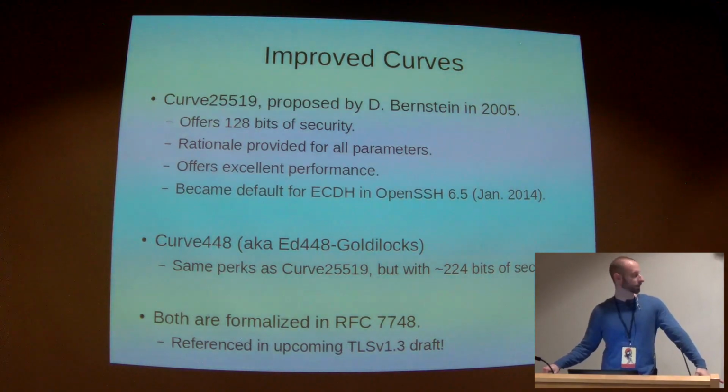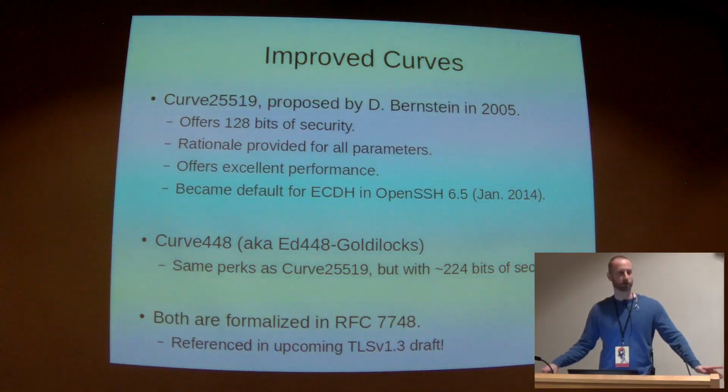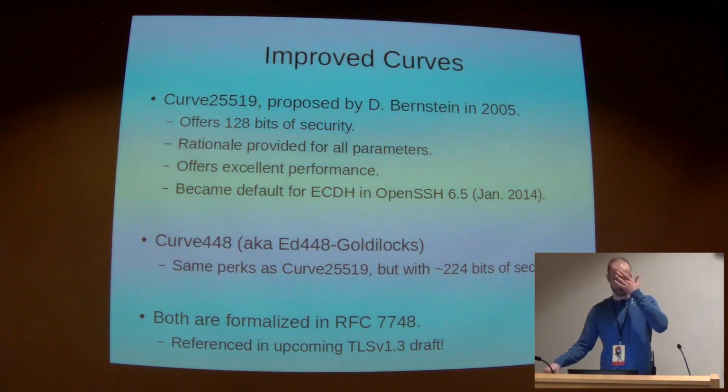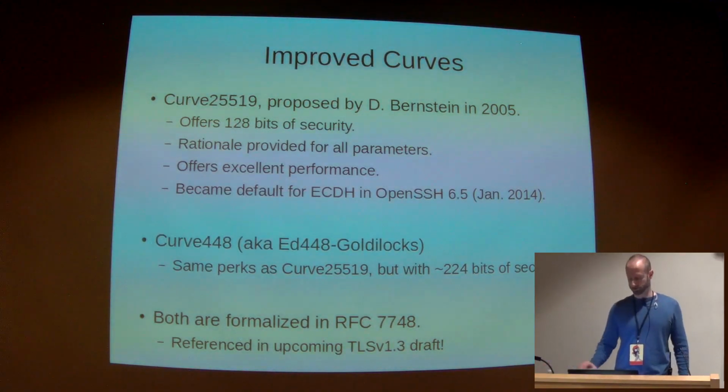There's Curve448, also known as the Goldilocks curve. It's got the same perks, but offers more security, about 224 bits. Both happen to be formalized in an RFC, and they're actually referenced in the upcoming TLS 1.3 spec.